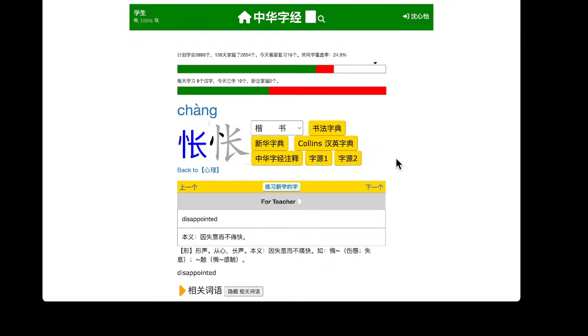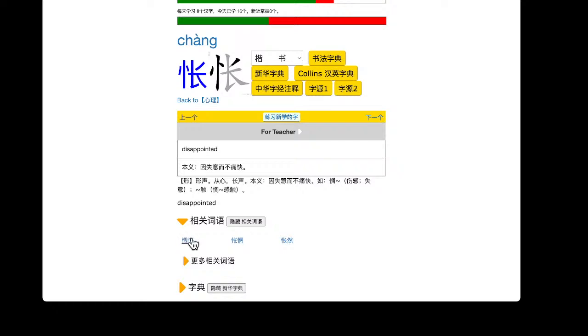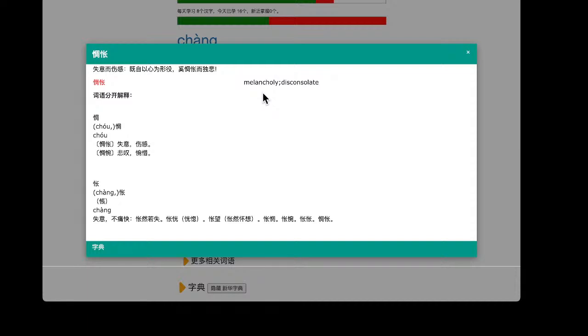And next one, 怅. Now 怅 also means disappointment. And of course, these two words are going to be together, right? 惆怅 is a two character word. Basically, 惆怅 means disappointment, melancholy, disconsolate. So basically you feel bad, you feel sad, you don't know what to do because you are not getting what you desire. So basically it's a deep, profound disappointment. That's what it is.